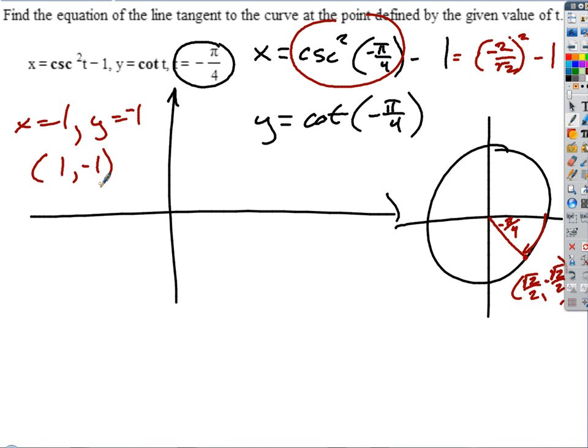Okay, so we got a point. That's important. We know we've got the point (1, -1). Now we need a slope, right? So how are we going to get a slope here? Well, that's just dy/dx, right? How am I going to get dy/dx out of this stuff? This is a little tricky. See if anybody can come up with this. I don't think we've really looked at one like this yet.